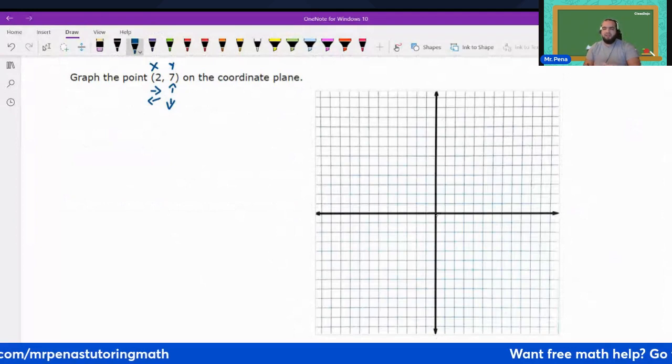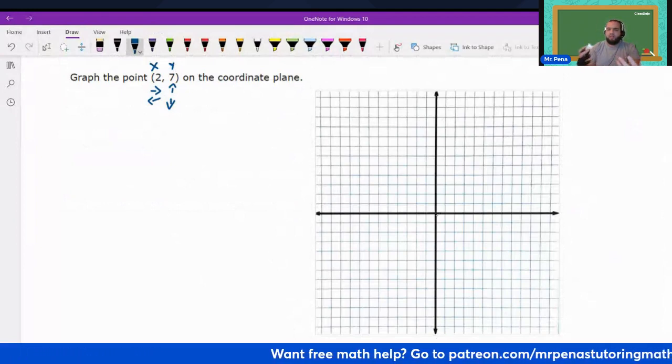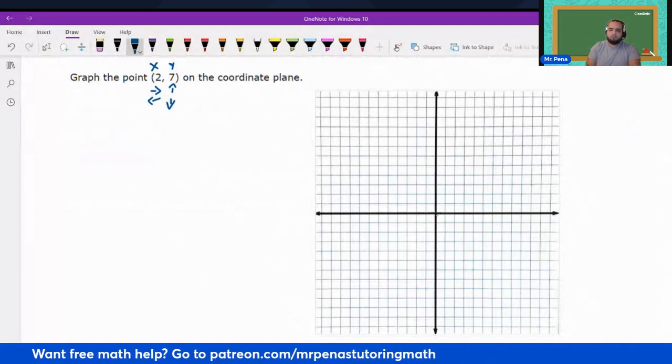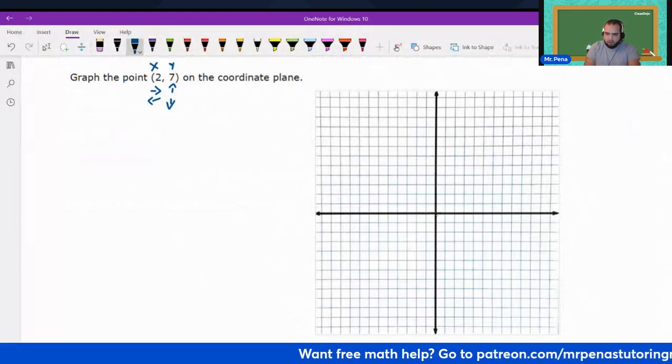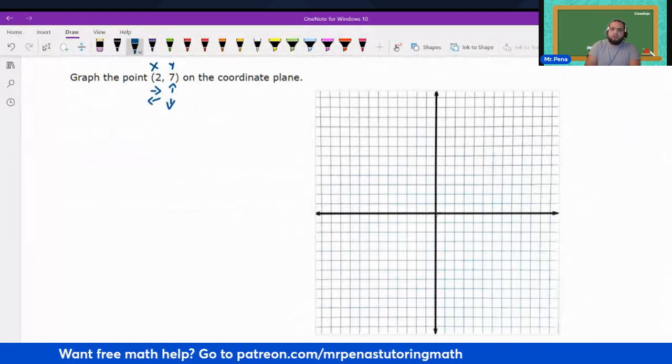Do you see where I'm drawing that dot? We call that the origin. That's where we're going to start everything. We're going to go to the right 2 times. And then we're going to go up 7 times. 1, 2, 3, 4, 5, 6, 7. And there you go.